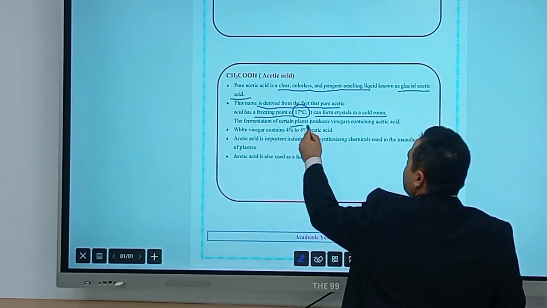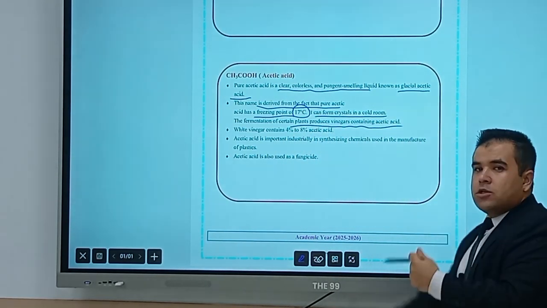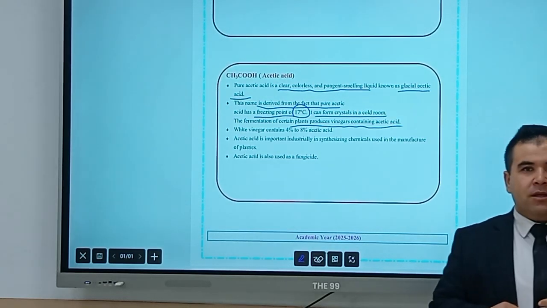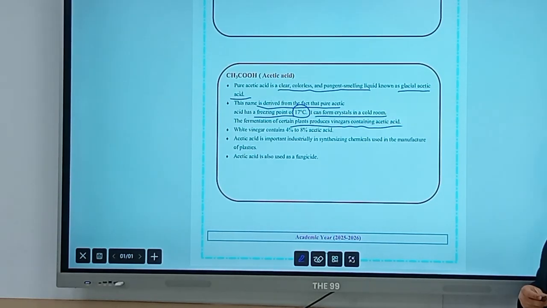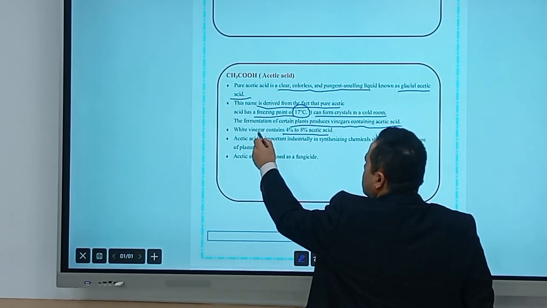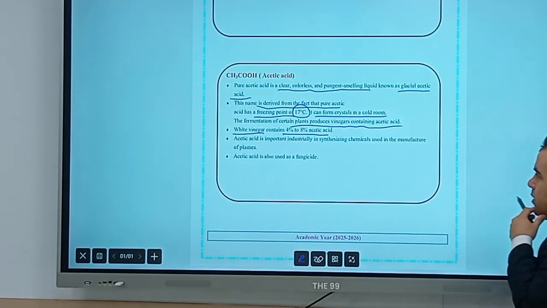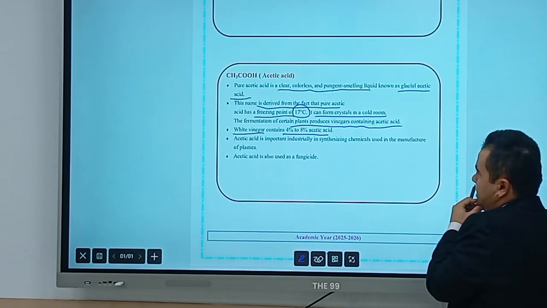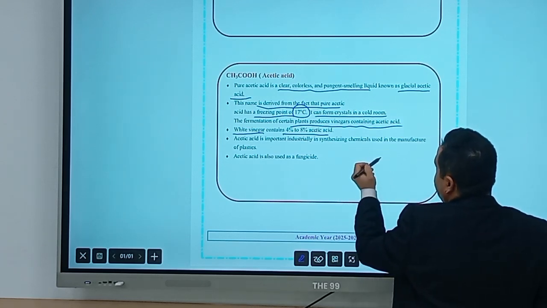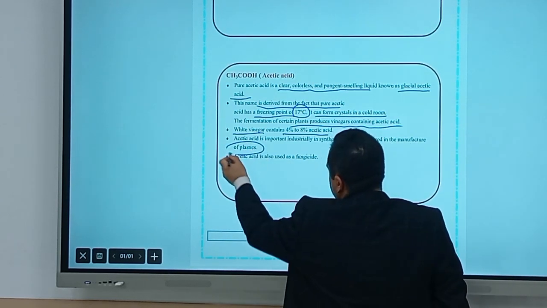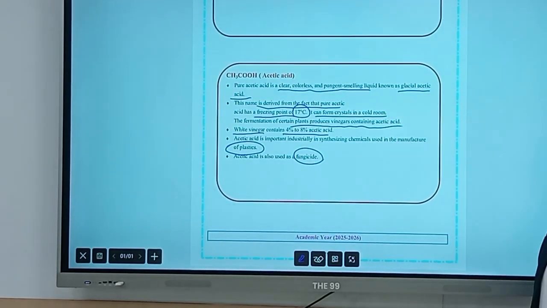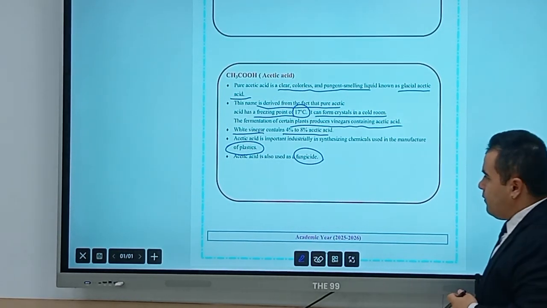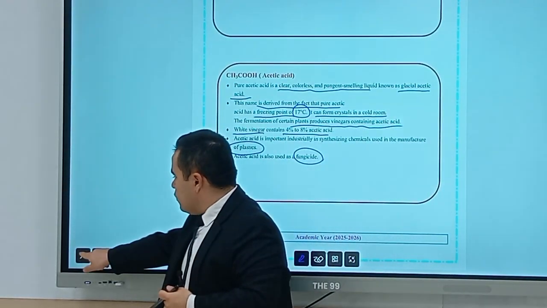The fermentation of certain plants produces vinegars containing acetic acid. So how can we get it? When we ferment fruits, they contain acetic acid. The white vinegar that we use contains 4 to 8% acetic acid. Acetic acid has other applications. It can be used for the production of plastic and as a fungicide to kill fungi.